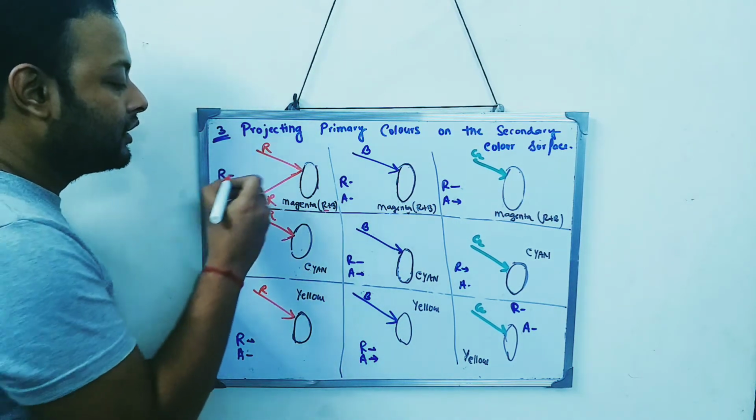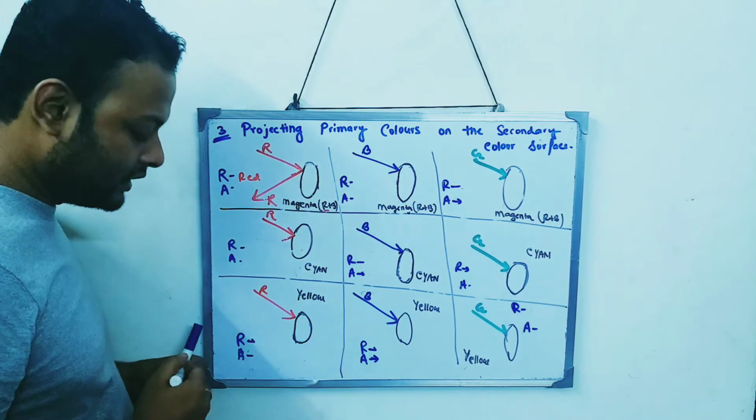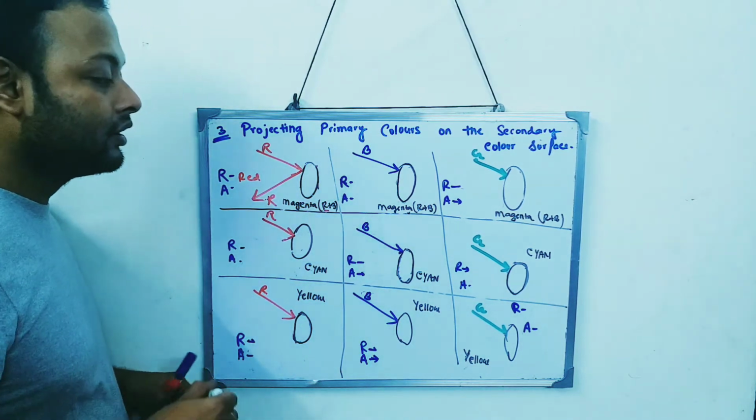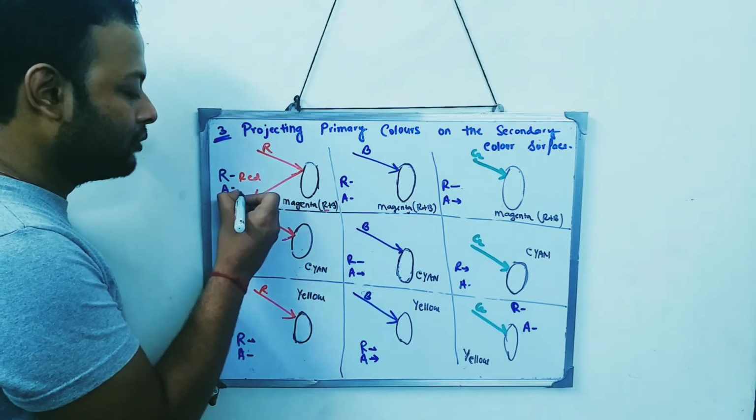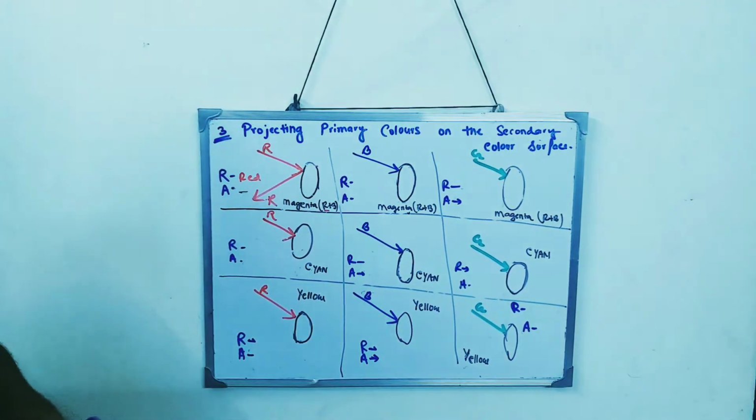So R stands for reflect. What is getting reflected? Red color is getting reflected. And what is getting absorbed? Answer is what? Tell me. Nothing is getting absorbed. So over here, absorb means nothing. I'll put a dash sign.